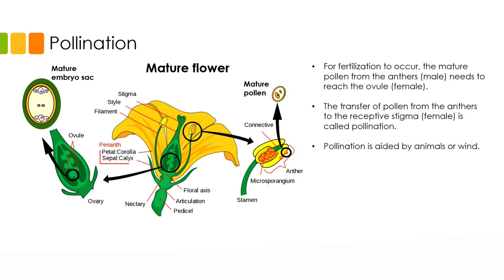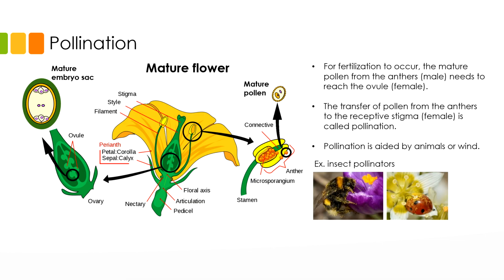Flowers can either be self-pollinated or cross-pollinated. Self-pollinated flowers have structures or mechanisms that ensure the transfer of pollen to the carpel of the same plant. Cross-pollinated flowers, on the other hand, rely on animals or the wind for the effective transfer of pollen from the anther of one flower to the stigma of another flower.